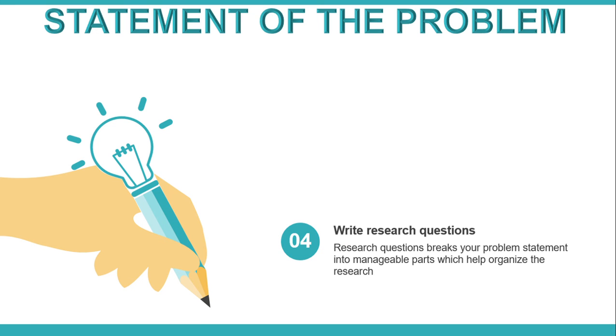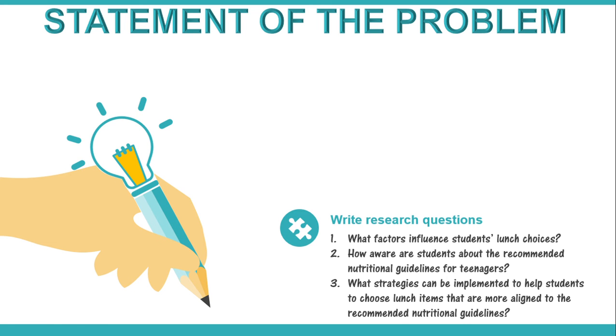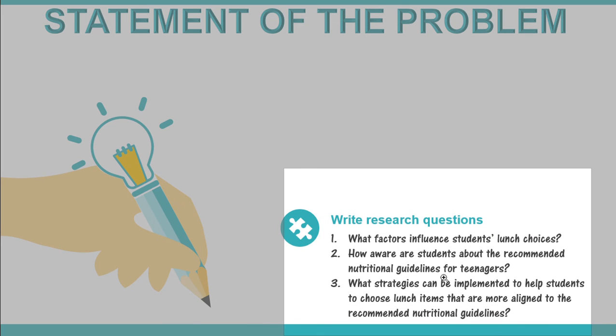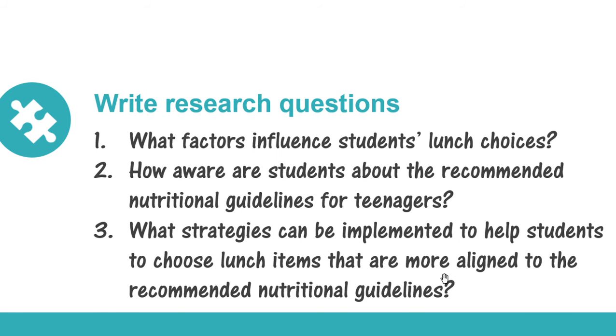The fourth thing that we need to include here are some research questions. Why do we need research questions? Because they break your problem statement down into manageable parts and they help you to organize the research. Here's an example. We have our 3 research questions here. What factors influence students' lunch choices? Number 1. And usually your number 1 question is your cause question.